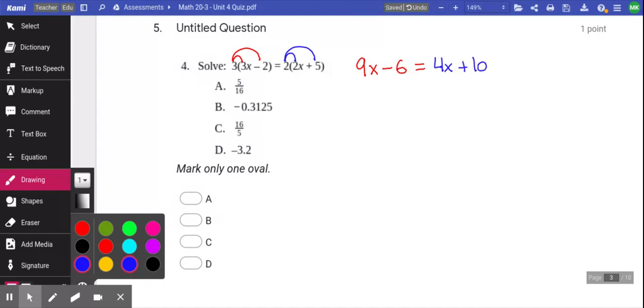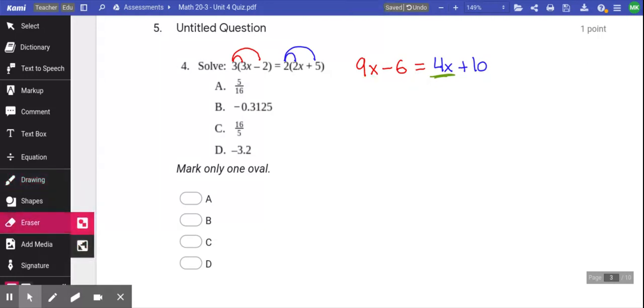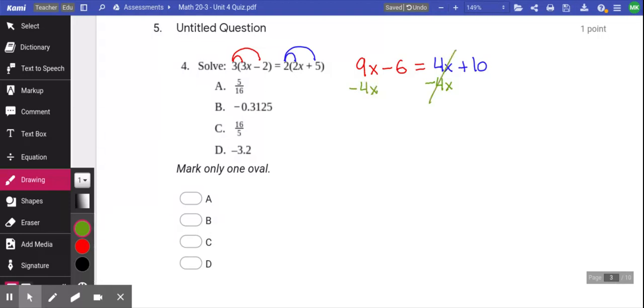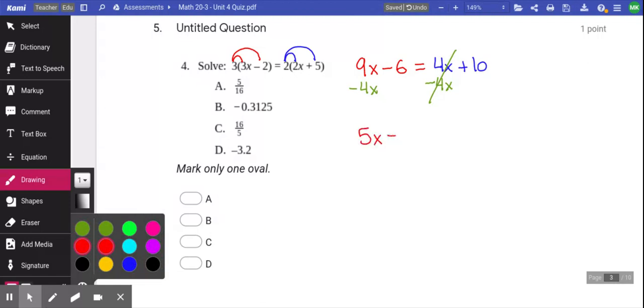Cool. This is the first time that we now have x's on both sides of the equal sign. We have a 9x over here and a 4x over here. So we have to move all the x's to one side to be able to solve this question. Whatever number is the least is the number we want to move, and you move by adding or subtracting. So I'm going to subtract 4x from the other side. That leaves me with 5x over here minus 6 equals 10. And I got 5 because 9 minus 4 is 5.